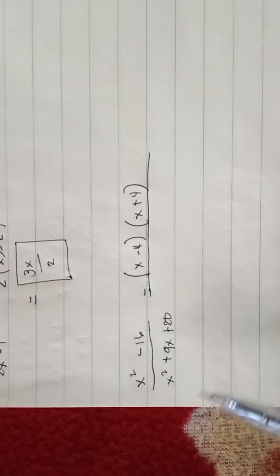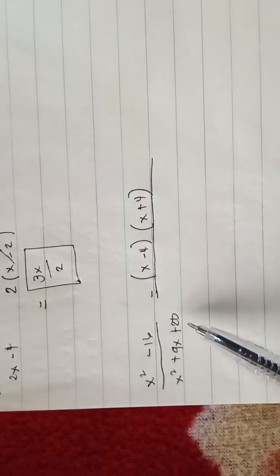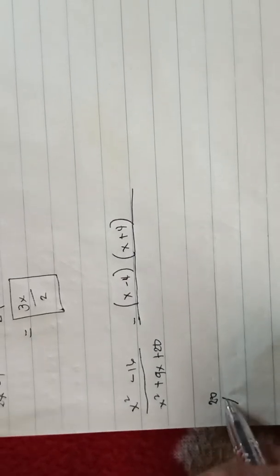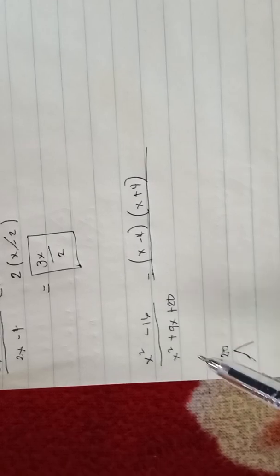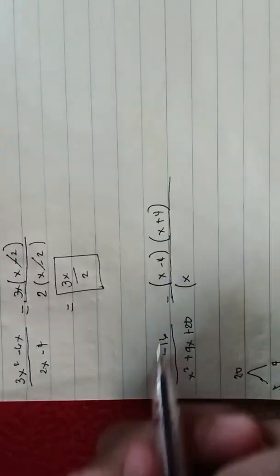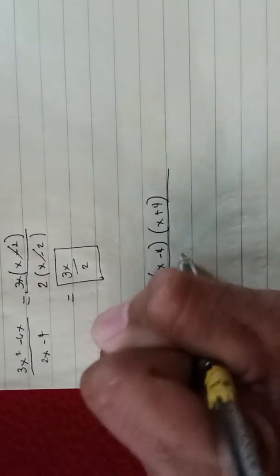Sa ating denominator, para makuha natin yung factor, kailangan natin alamin kung ano yung factor ng 20 na pag in-add natin, ang sum nito ay magiging 9. Basically, we know that the factors of 20 are 5 and 4 na pag in-add natin ay magiging 9. So, we will factor out the denominator like this: x plus 4 and x plus 5.